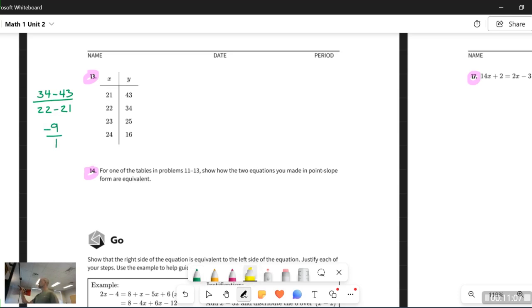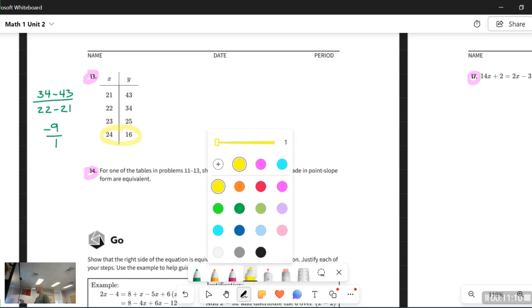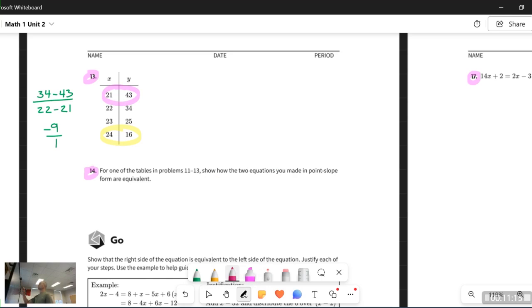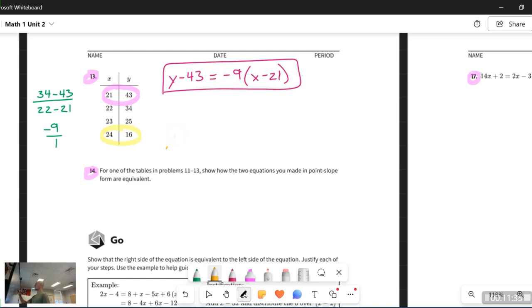I'm going to do the same thing that I did on the last problem. I'm going to highlight 2 different points here that we're going to solve for their point slope form. So for this first one, I'm going to say it's y minus 43 is equal to the slope we just solved for, negative 9, times x minus 21. And then we're done from there. Boom. For our bottom one, same thing. Y minus 16 is equal to negative 9 times x minus 24.